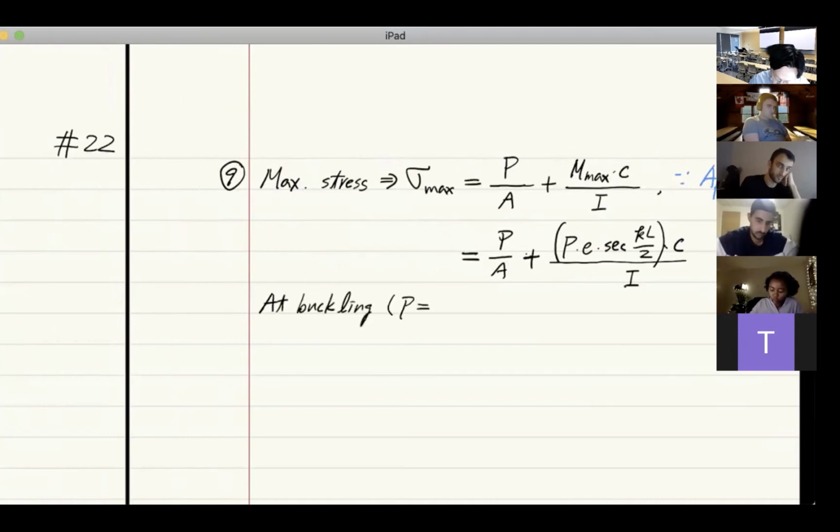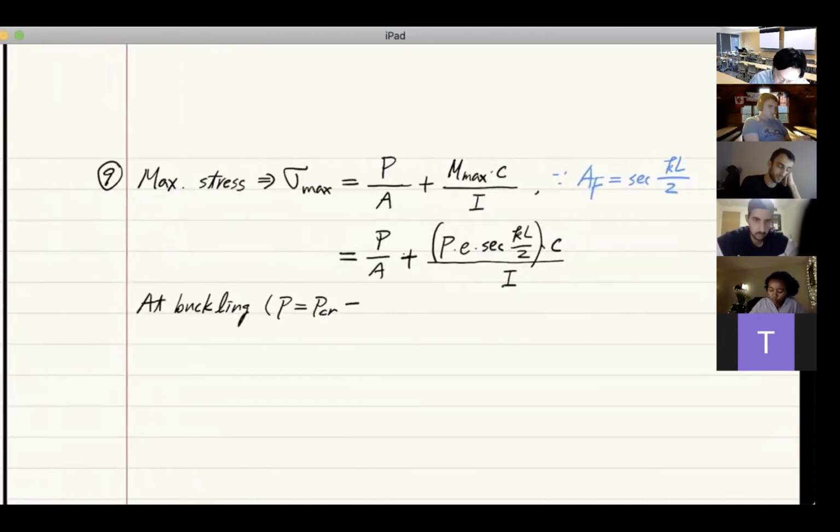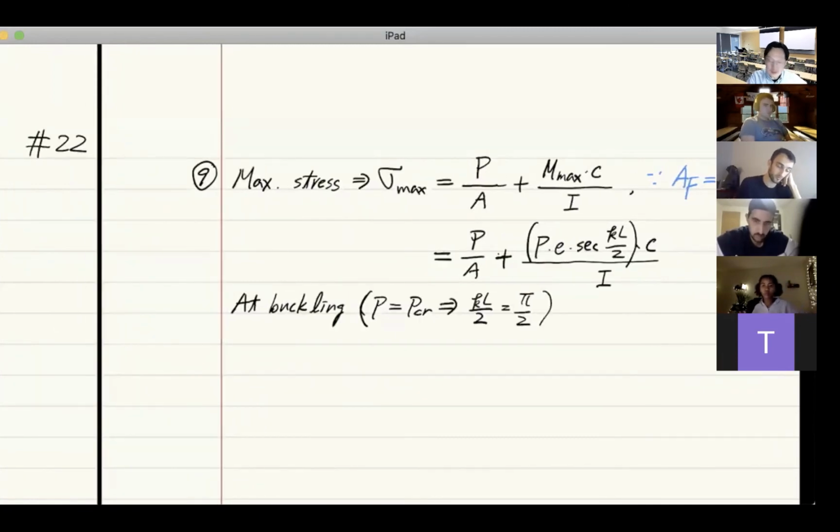Now we also know that at buckling, that means P equals PCR. That also means K over 2 equals pi over 2, right? That's the case when buckling occurs. But here, we didn't say that P is going to be at buckling, correct? We said P is just P. So this is the maximum stress for any values of P. We haven't said that P is PCR. This is just a general expression for maximum stress.